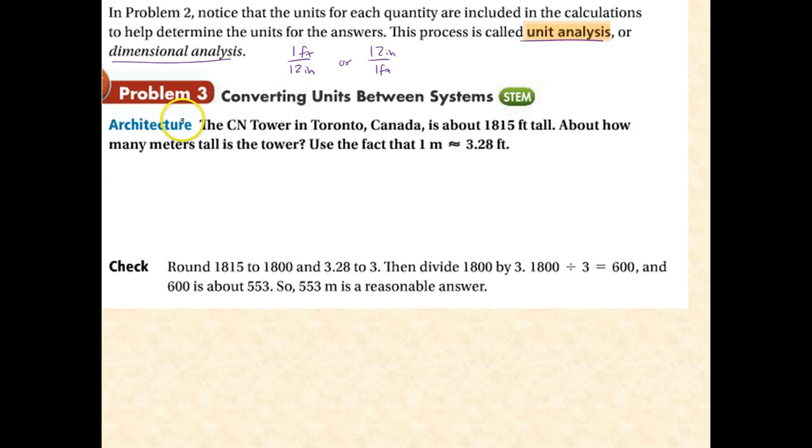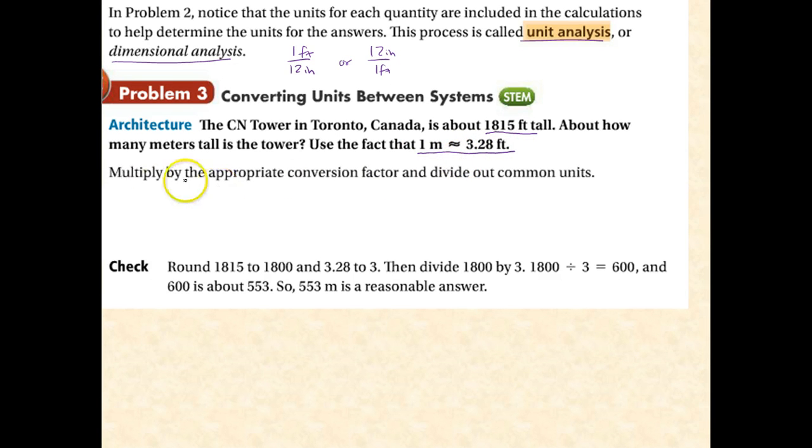Alright, so let's do another one. The CN Tower in Toronto, Canada is about 1,815 feet tall. About how many meters tall is the tower? Use the fact that 1 meter is approximately equal to 3.28 feet. So, we're going to use this to make a conversion factor. So, what do you want on the bottom? Meters or feet?